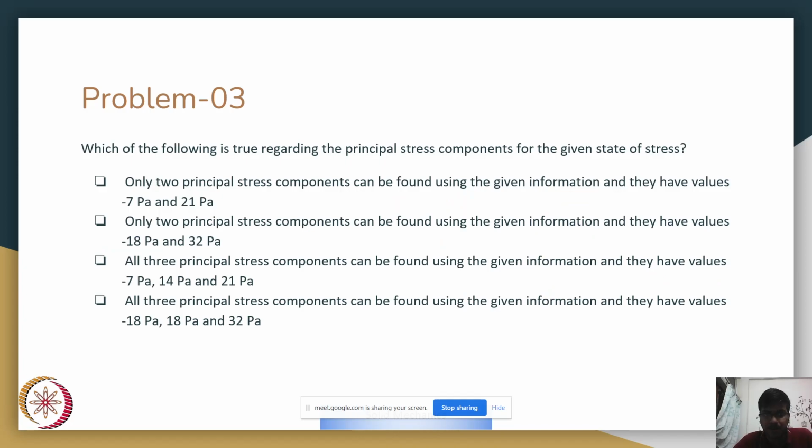Okay, which of the following is true regarding principal stress components for the given state of stress? So can anyone tell how many principal stress components we know here? Do we know two, or do we know three? 3. Correct. Can you explain why?